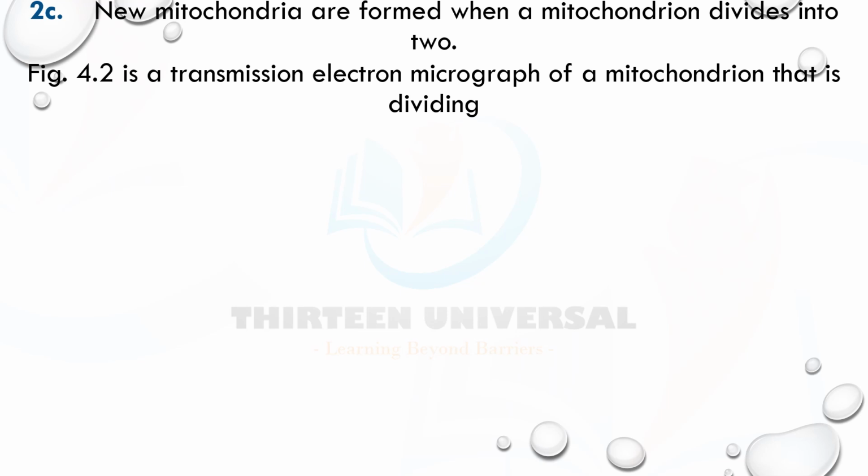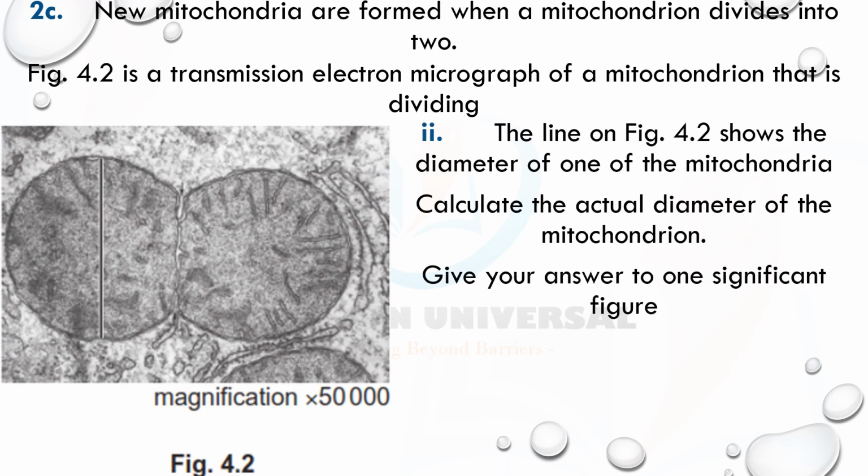New mitochondria are formed when a mitochondrion divides into 2. You can see that, the same thing we said. They said the line on Fig 4 shows the diameter of the mitochondrion. Calculate the actual diameter of the mitochondrion. Give your answer. So if you take your ruler, remember they have given you the magnification. You know that, and we're looking for the actual size.